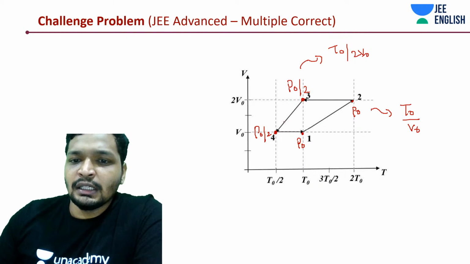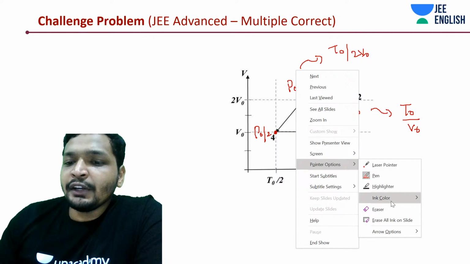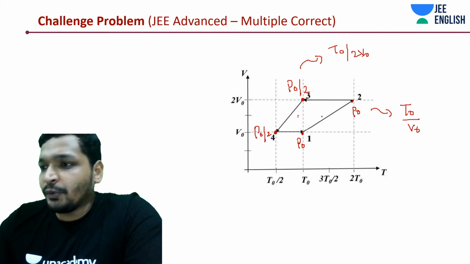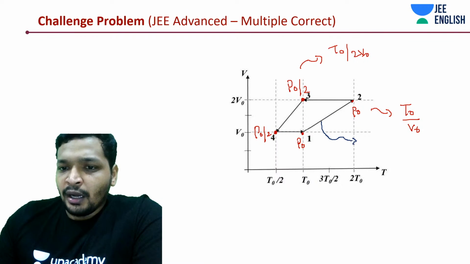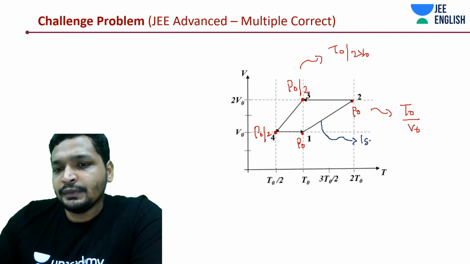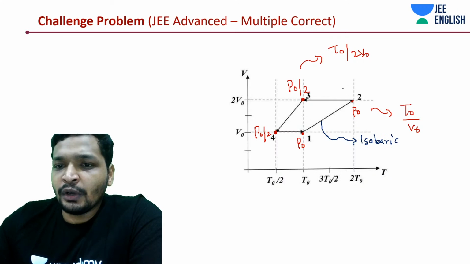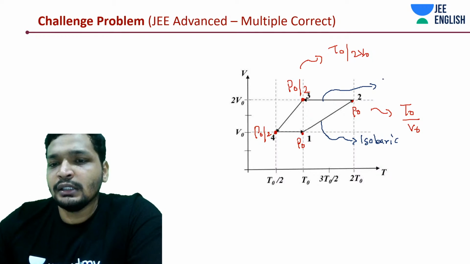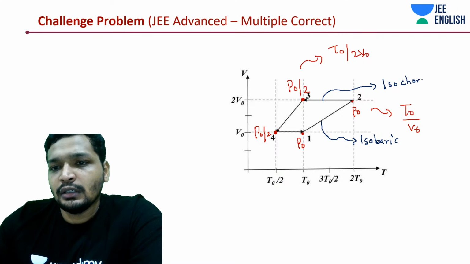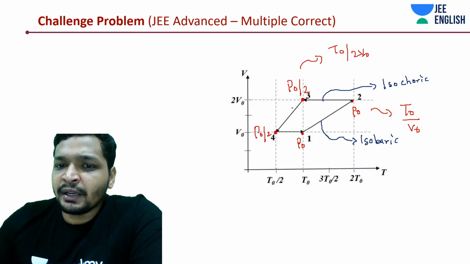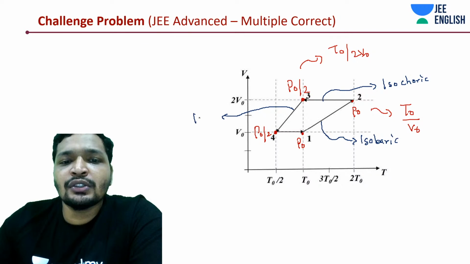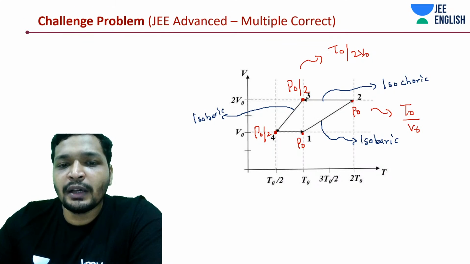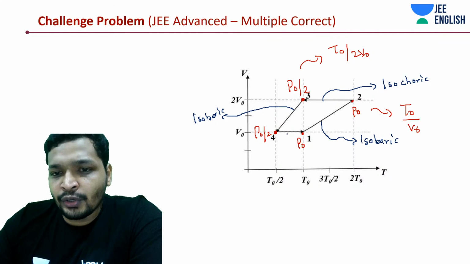Now let's analyze other things. We need to identify the kind of processes in this thermodynamic cycle. This is isobaric, isobaric. And what is this? Isochoric. And this is also isobaric, I believe. Pressure is all the same along this line, only volume is changing, temperature is changing all along the straight line. This is going to be isobaric, and this is going to be isochoric.